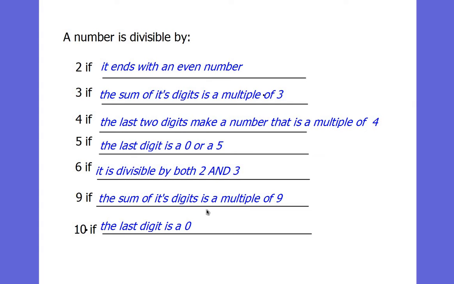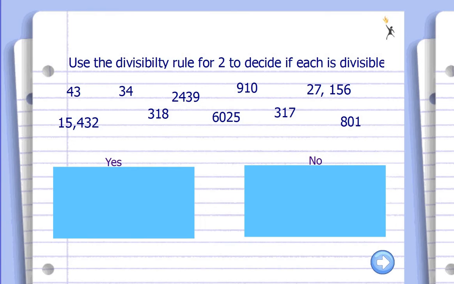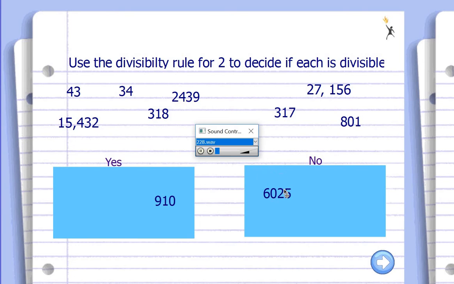And then there's a couple of them that are confusing. I feel like 5 and 10 are pretty straightforward. 2 is straightforward. We'll talk about 3 and 9 and 4 a little bit, and you're going to practice them as well. All right, so here again, if it's even, it can be divided by 2. So you're going to write down these numbers into the boxes of yes or no, and then we'll check them when you come to class. So again, if it's even, like 910, it would go in the yes box. If it's odd, like 6025, it would go in the no box.